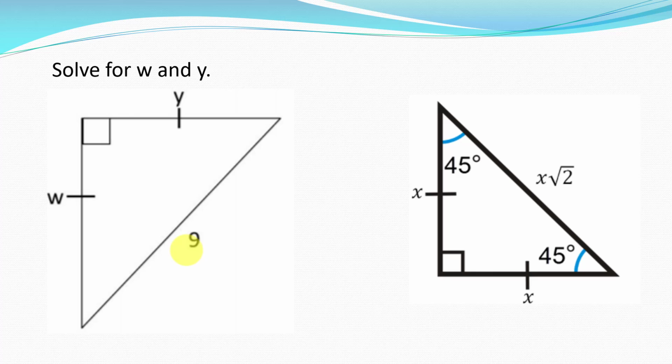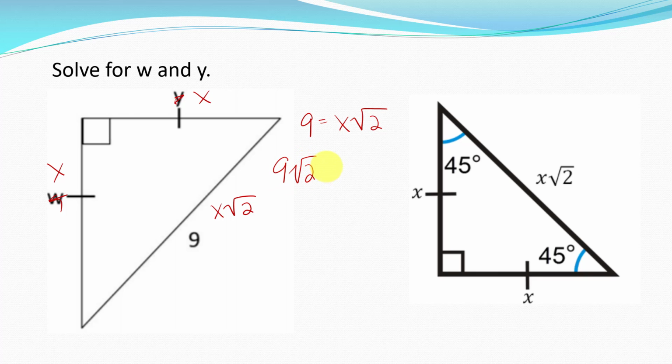Now, sometimes it's not that easy. So here I have 9. This is x square root 2. This is x. This is x. Comparing it to my 45-45-90, let's work this one out. If 9 equals x square root 2, then I have to figure out what x is. Well, how do I get rid of a radical? I can do two things. I can divide by radical 2, or I can multiply by another square root of 2. So let's do it that way.